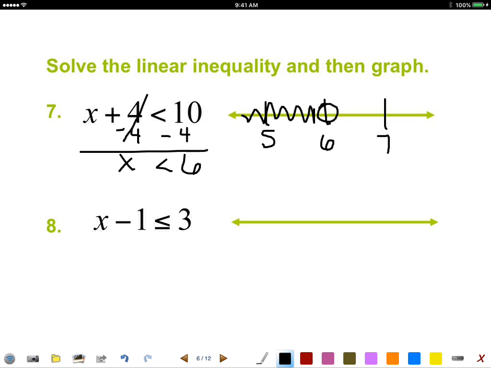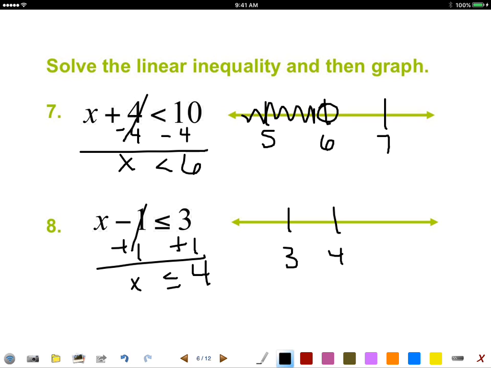We want to get rid of the minus 1, so we are going to add 1. So x is less than or equal to 4. Put your 4 in the middle, to the left, 3, to the right, 5. Open or closed? Shade to the left.